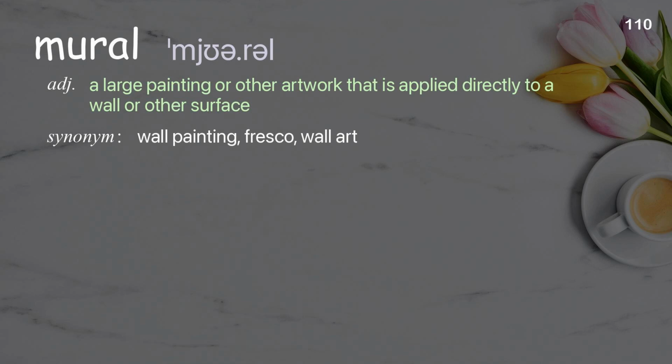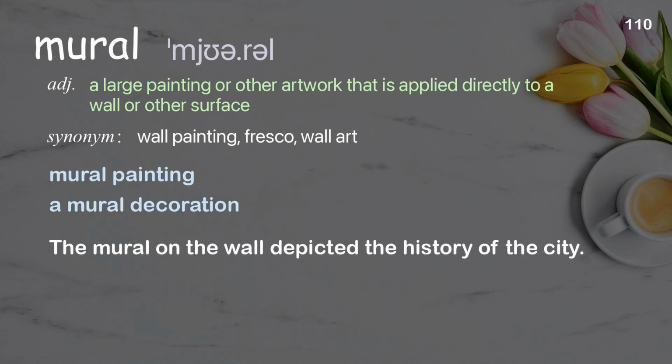Mural. A large painting or other artwork that is applied directly to a wall or other surface. Examples: Mural painting. A mural decoration. The mural on the wall depicted the history of the city.